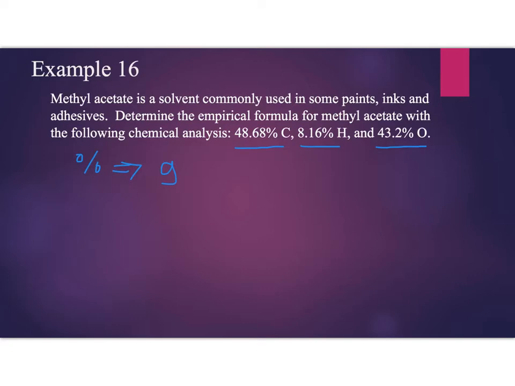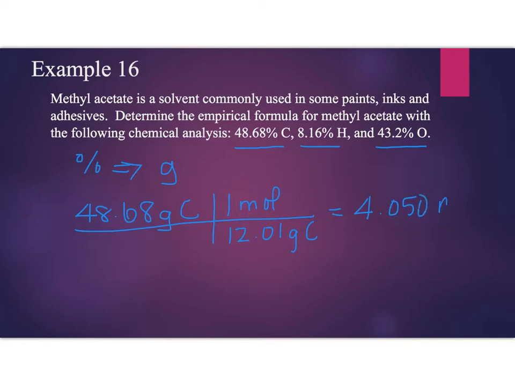With that being said, I'm going to start out with the 48.68, and even though it's a percentage, I'm going to assume my percentage is a gram of carbon, and I'm going to convert that over to moles. I'm going to do that by multiplying by 1 mole of carbon for every 12.01 grams of carbon, and that just came from my periodic table. If I multiply and divide that out, I get 4.050 moles of carbon.